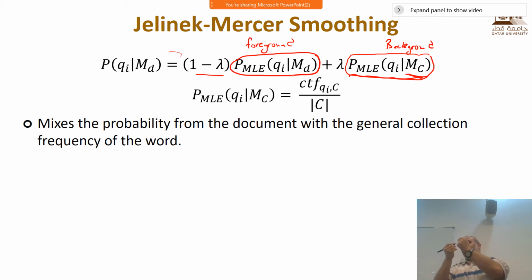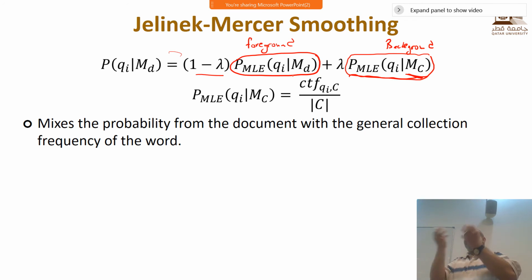But she's talking about two unseen words. Yes. Why? It's a parameter. Because we have to make sure that the probabilities at the end will sum to 1.